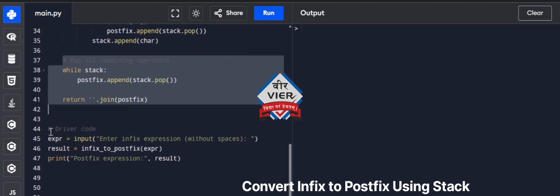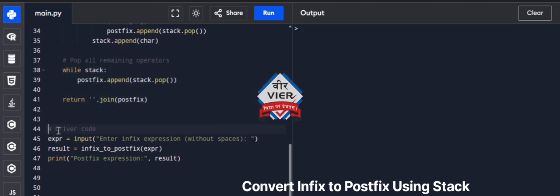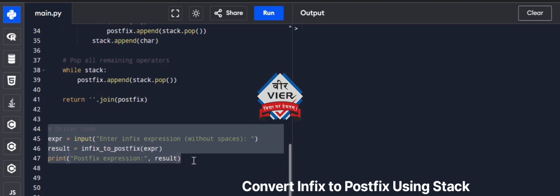Export to sheets. The final step, clearing the stack. Code line concept explanation. While stack, postfix.append(stack.pop()). Flush remaining operators after the entire infix expression is processed. Any remaining operators left in the stack are popped and added to the output.